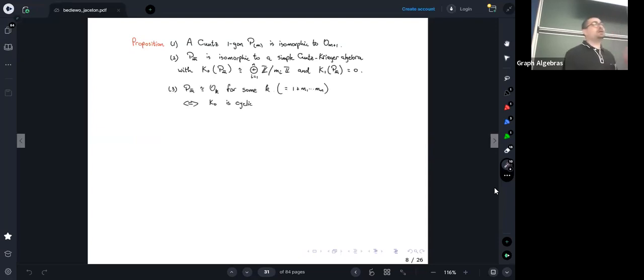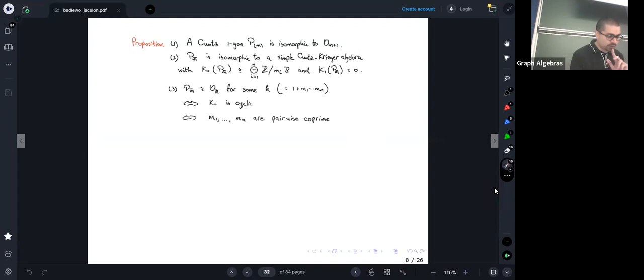Okay, so now let's get to the question we're trying to answer, posed at the beginning. When do we actually get a Kunz algebra? As I said, for a Kunz algebra, the K0 group is cyclic. So the question is, when is this K0 group actually cyclic?